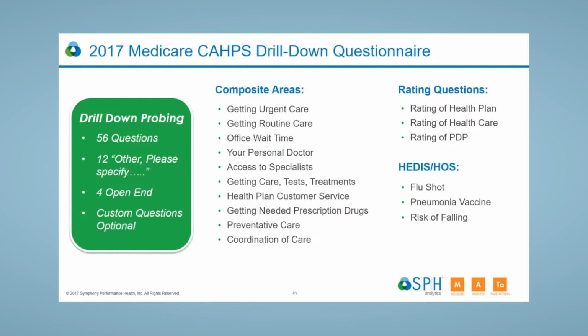So the updated survey template has 56 questions. 12 of those have a series of response options to choose from, and a verbatim comments question, or kind of like an other, please specify, to get some additional information. We have 4 open-ended questions that ask the respondent to explain or define why or what happened. So shown here are the composite or domain areas covered by the drill-down survey, and all are really reflective of the composite areas of the standard Medicare CAHPS survey.